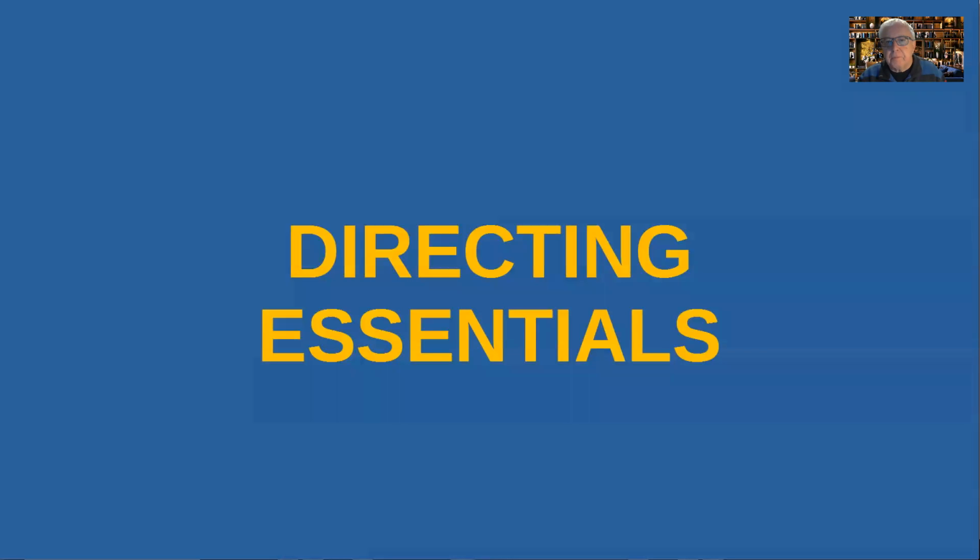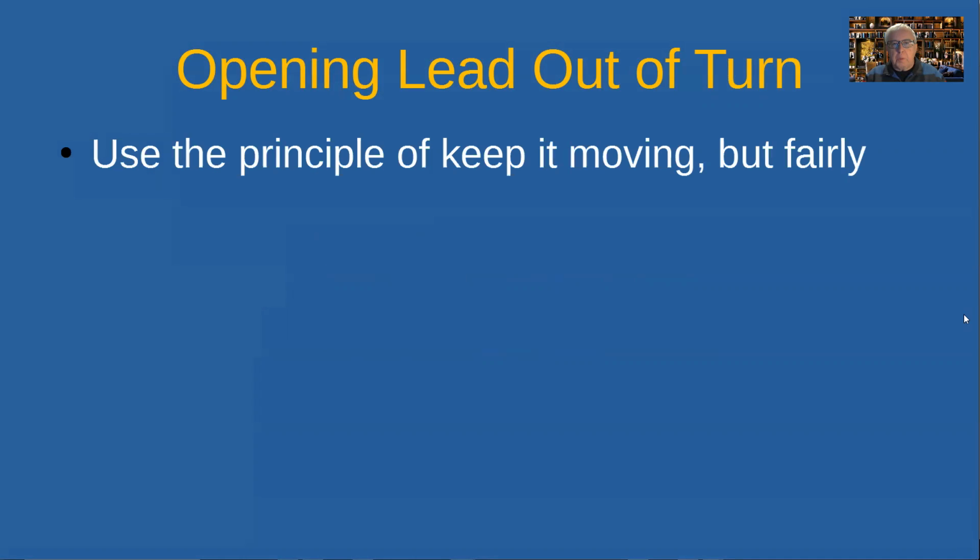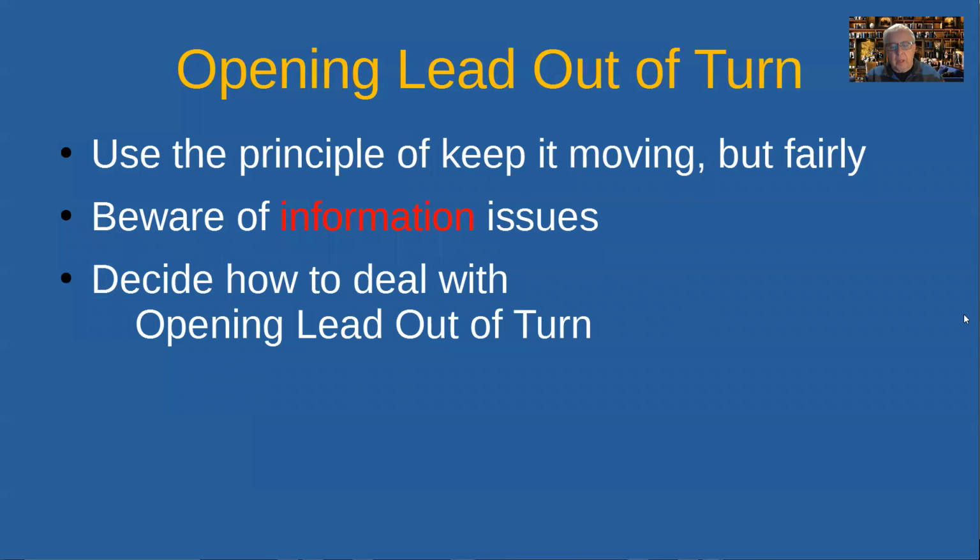In this episode of Directing Essentials, we're going to take what we covered in the introductory one and apply it to a common problem that we have in face-to-face bridge, and that's the opening lead out of turn. If you remember, we were talking about the job of the director being to keep things moving, but to do it in a fair way. And the elephant in the room was always going to be information and how we dealt with that. So let's have a go at it and see how we can deal with an opening lead out of turn.